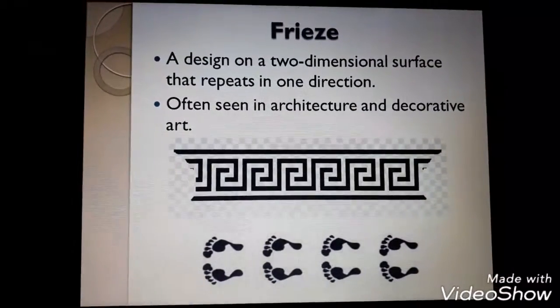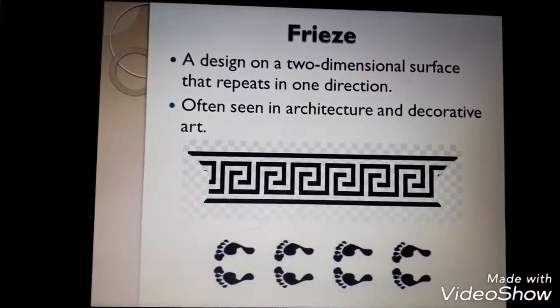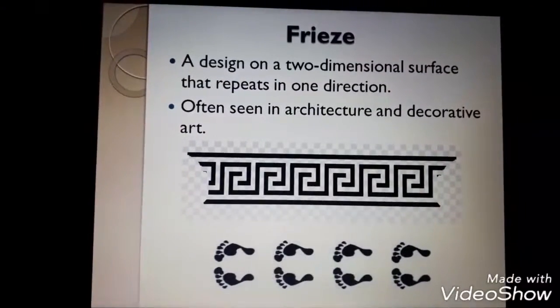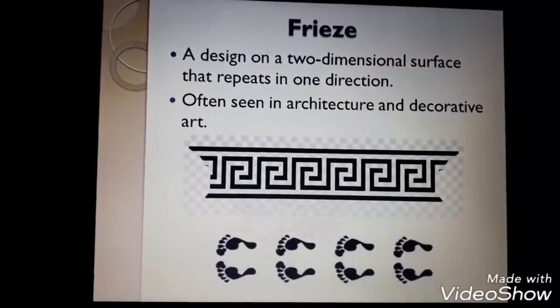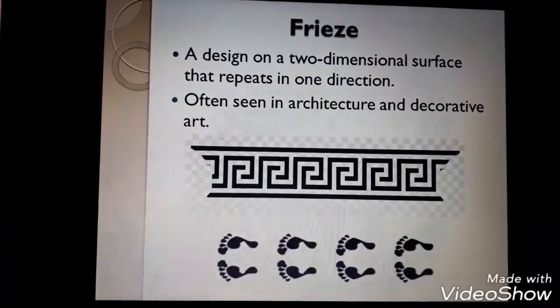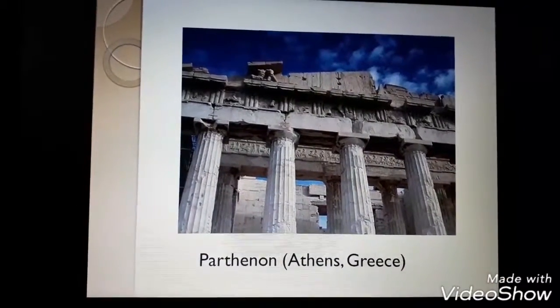Okay, now moving on to a frieze. This pattern is a design on a two-dimensional surface that is repeated basically in one direction. This is often seen in architecture and decorative art, like for example on the Parthenon in Athens, Greece.